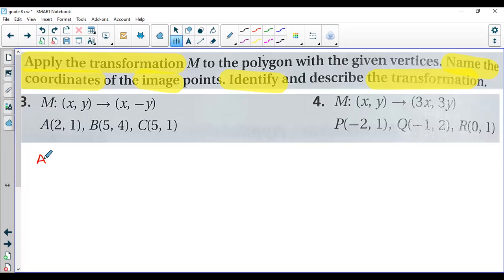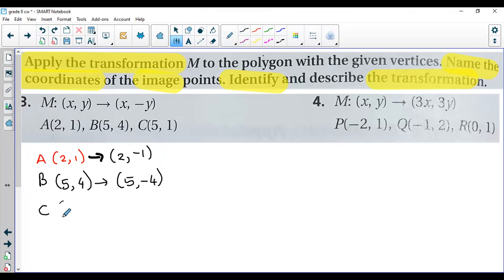What's a? It is 2, 1. So if you apply the transformation rule, that will become 2, negative 1, because the y will change to a negative 1. So similarly for b, we have 5 and 4. If you apply the transformation, that will give you 5, minus 4. And c, you have 5 and 1. So if you transform that, you will get 5, minus 1, because all the values of y have become negative.